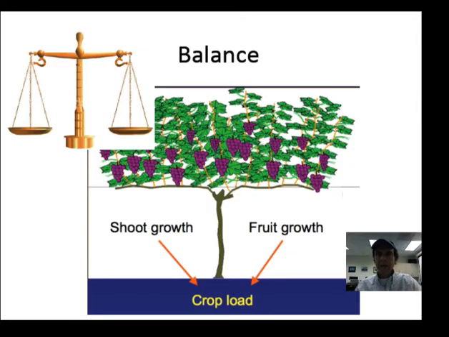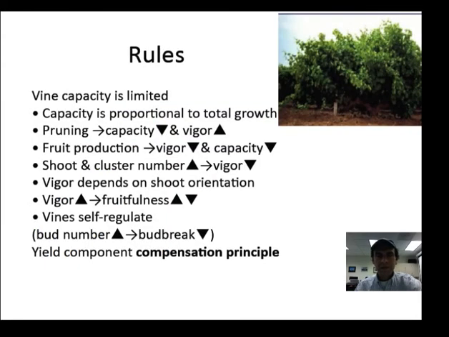We try to reach a balance between vegetative growth and reproductive growth, because it's not possible to get high quality fruit in high quantities. Although the opposite is also not true: extremely low quantities will not have the highest quality. We have some rules for that.